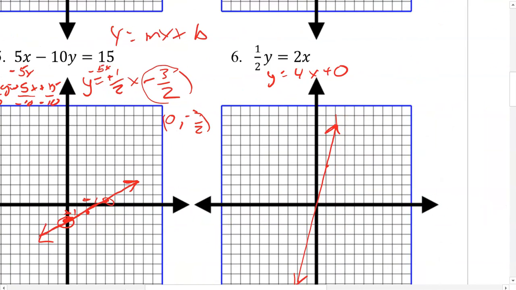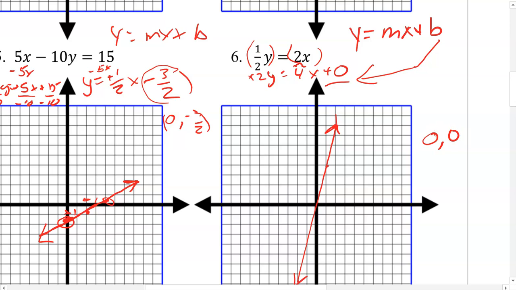Similarly on number 6, we have to isolate y and get it into the form y equals mx plus b. This one's a little easier than question 5. Here we just multiply both sides times 2. We get y equals 4x. There is no b term because actually there is. It's a 0. So that's the point (0, 0), or the origin. And our slope is 4 over 1. So we start from our origin. We go up 4, 1, 2, 3, 4, and over 1.